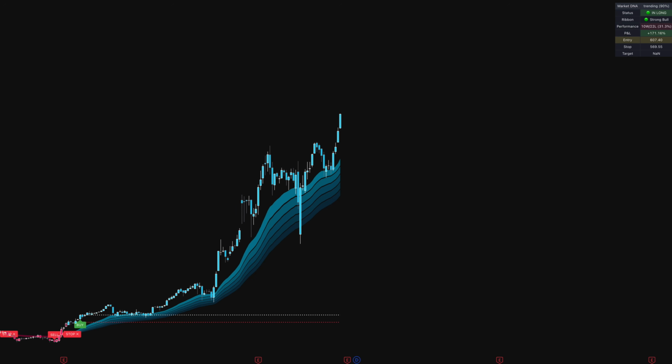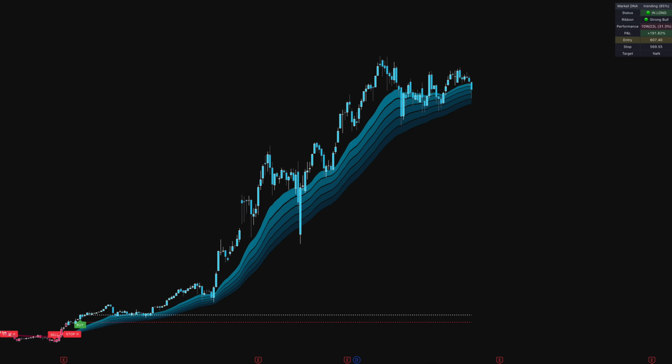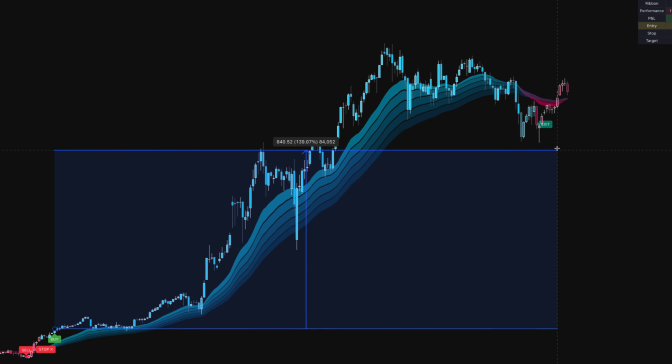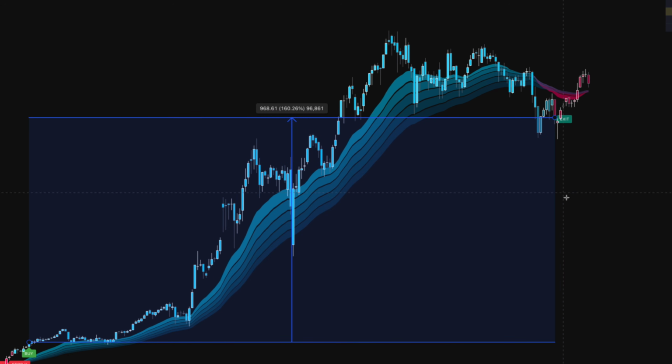QR mode is pure ribbon trading. Instead of fixed take profit targets, your exit is based on the ribbon itself. Stay in the trade as long as the trend holds. Exit when the ribbon shifts against you.